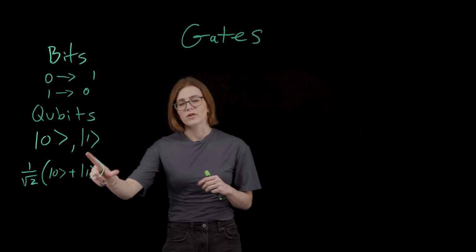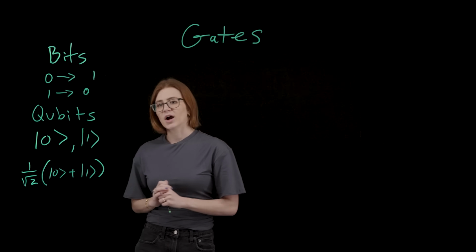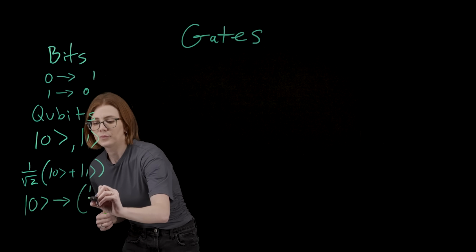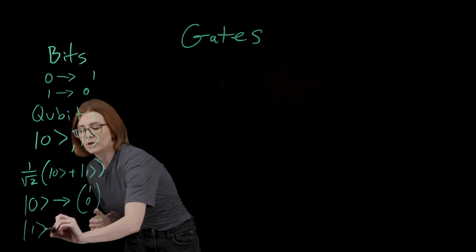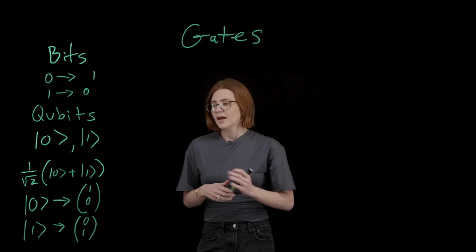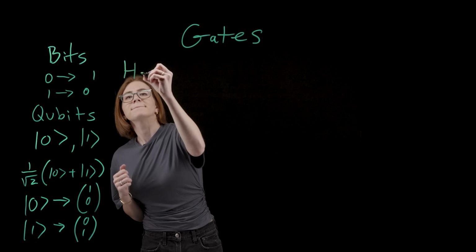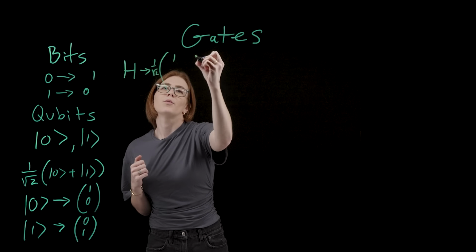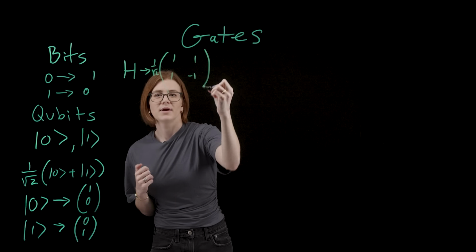Now, let's connect this to linear algebra. In the language of linear algebra, |0⟩ looks like this. And |1⟩ looks like this. These are vectors. If the states are vectors, that means that gates have to be matrices. And the most important single qubit gate is the Hadamard gate, as I said. The Hadamard gate looks something like this: 1/√2 times the matrix [[1, 1], [1, -1]].